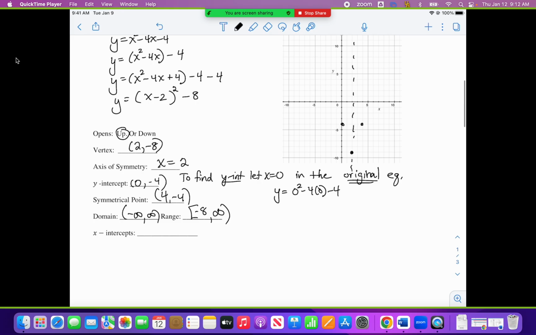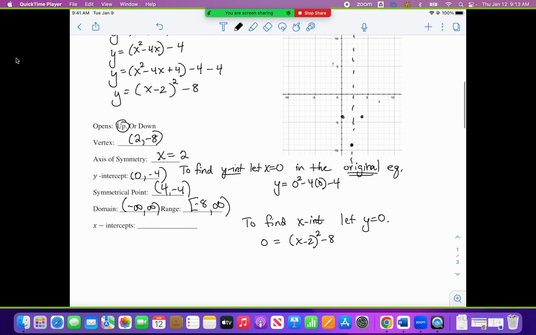Now, the x-intercepts. This is going to be a little bit tricky, and I'm really planting seeds for something else. To find the x-intercept, let y equal 0. So I'm going to do this one from the vertex form. And again, I'm trying to review something from Algebra 1 where it was called the square root property. So you're going to add 8 to both sides.